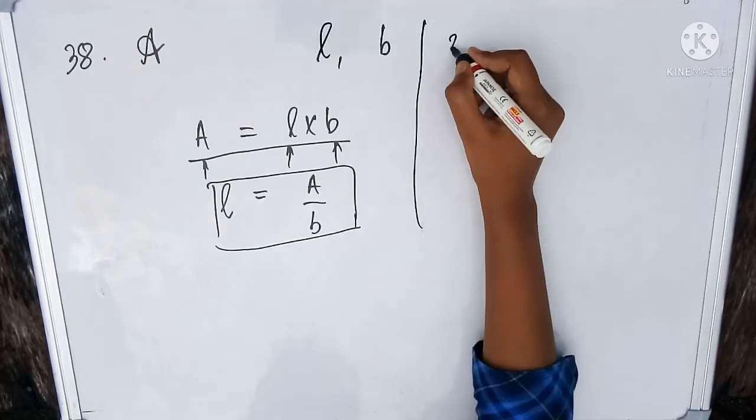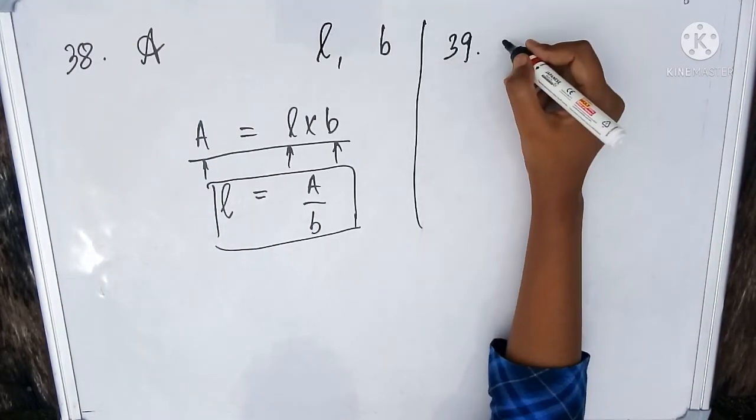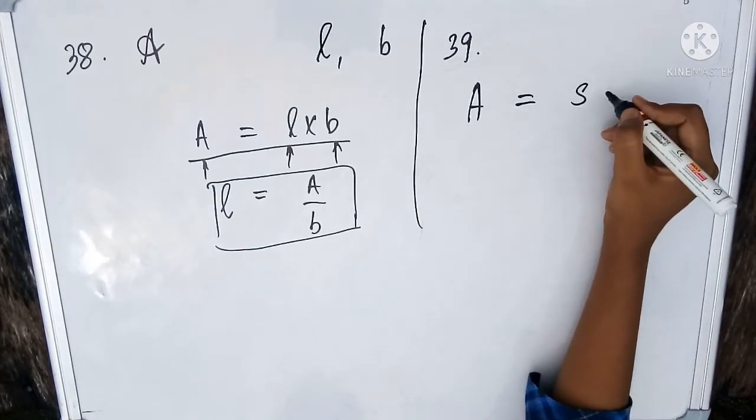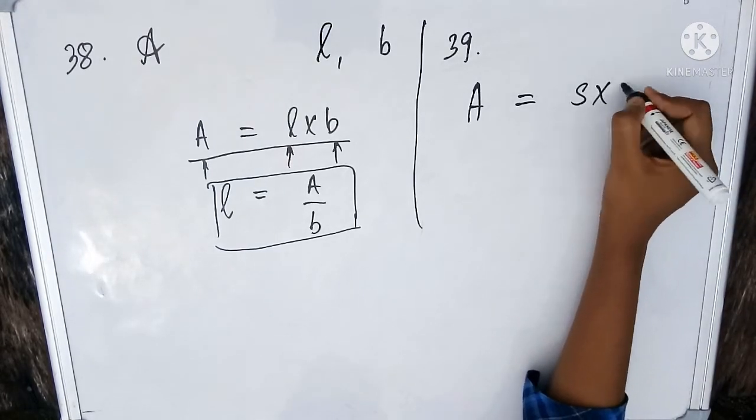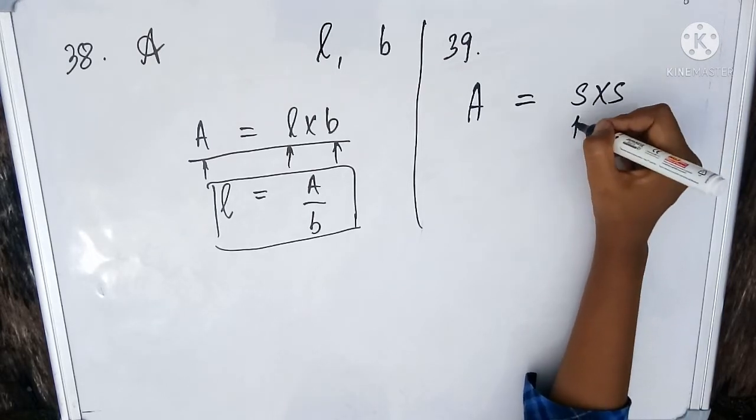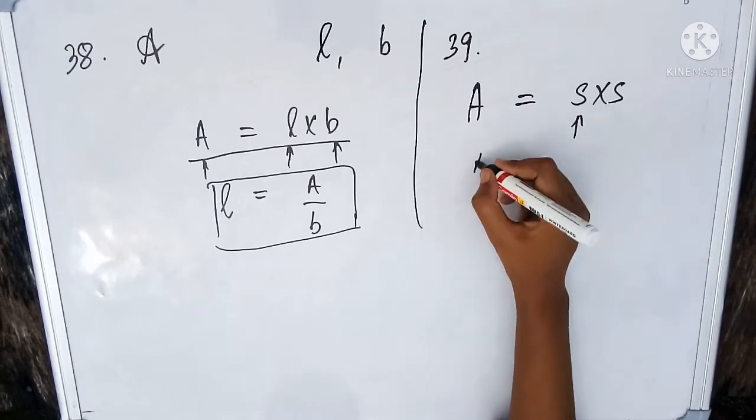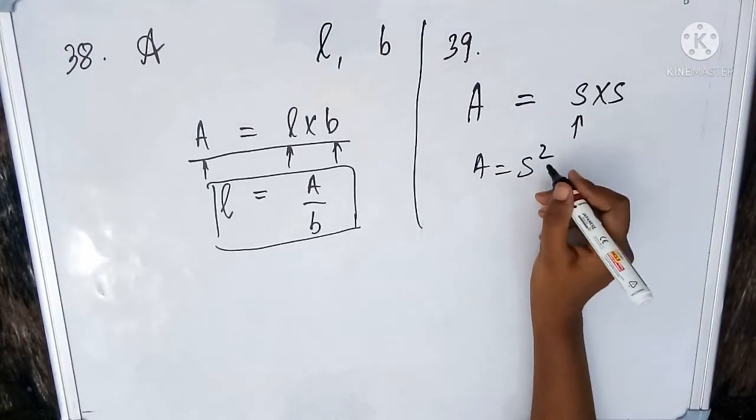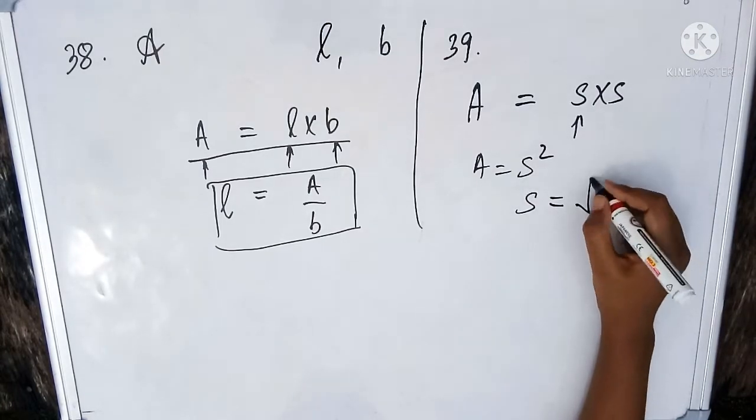Now in the next question, question number 39, it says that we have A as the area of a square and side as S. So the formula is side square, so we need to do S multiplied by S. And now we have to make S the subject here. So A is equal to S square. Now to make S the subject, we have to transfer this square to the other side. So we have S is equal to square root of A.